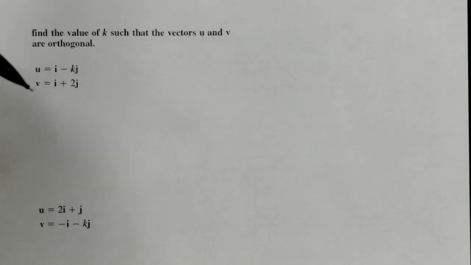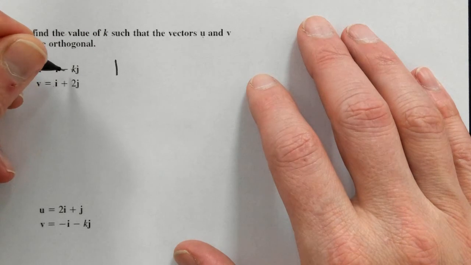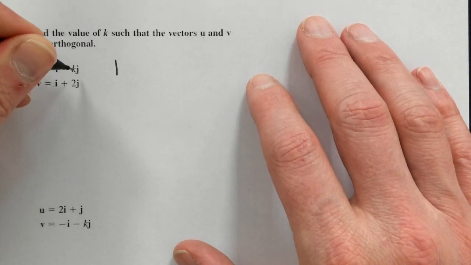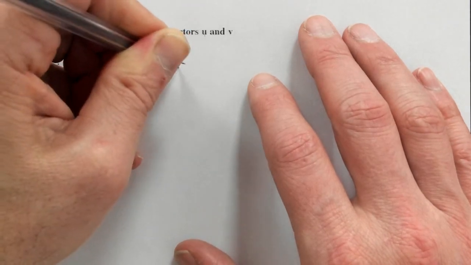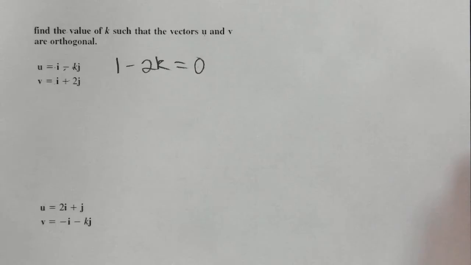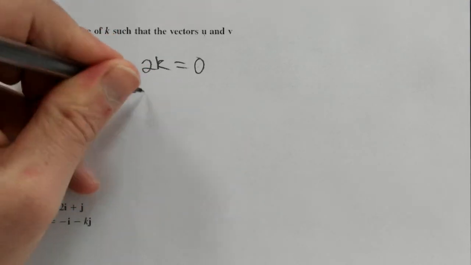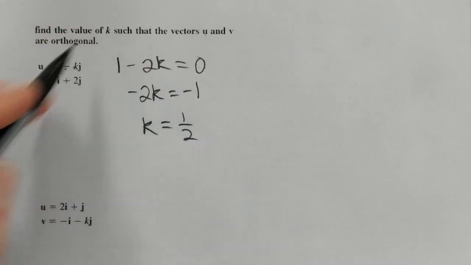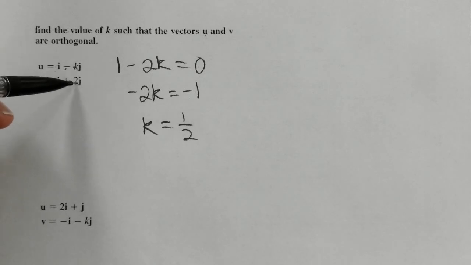How can we do it? Let's take the dot product of these two vectors. 1 times 1 is 1, and negative k times 2 is negative 2k. For these to be orthogonal, that dot product should equal 0. Now I have an equation I can solve for k. This becomes negative 2k equals negative 1. Divide by negative 2, and the value of k is 1/2. That's the value of k that would cause these two to be orthogonal. To double check, 1 times 1 is 1, and then minus 1/2 times 2 is 1, and 1 minus 1 is 0.